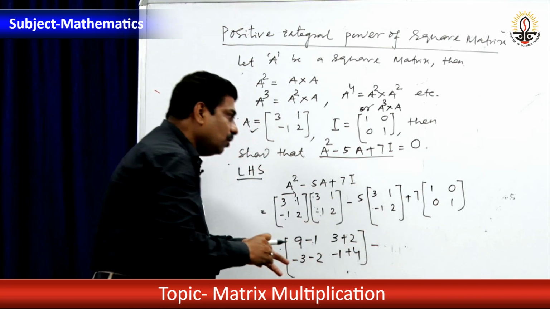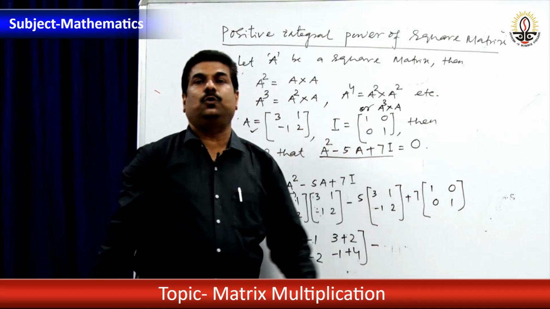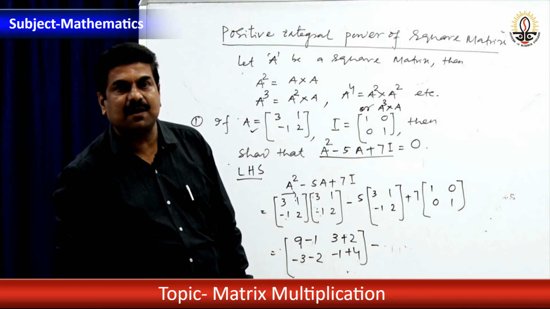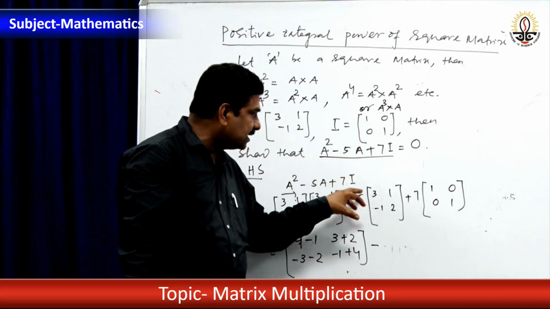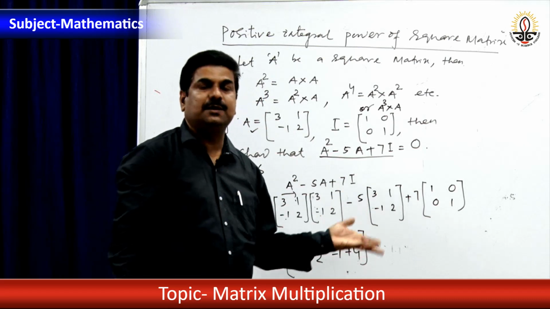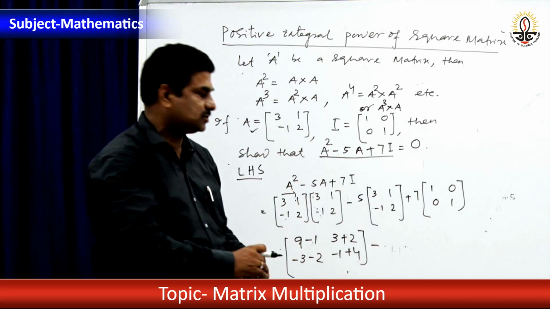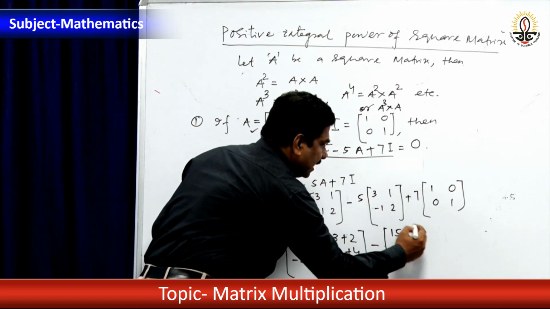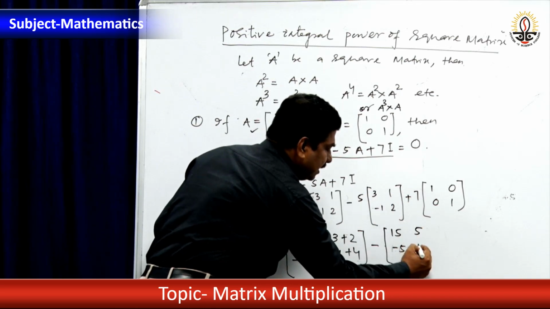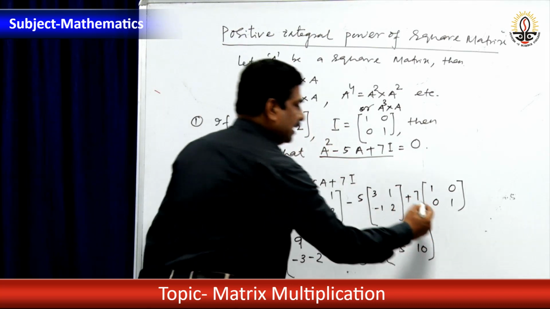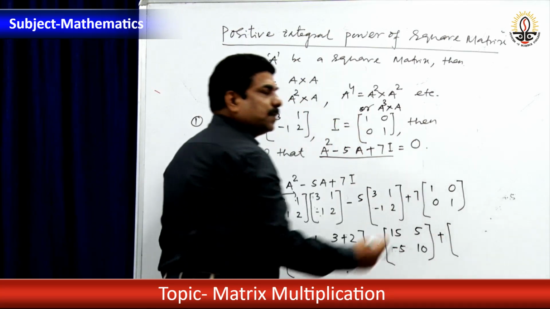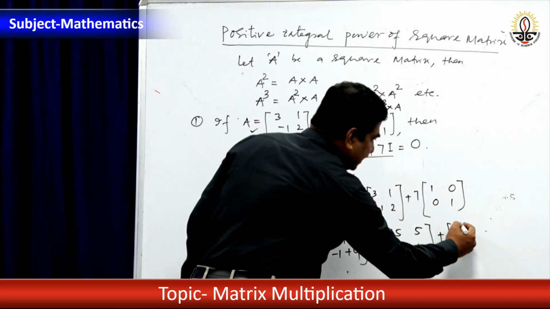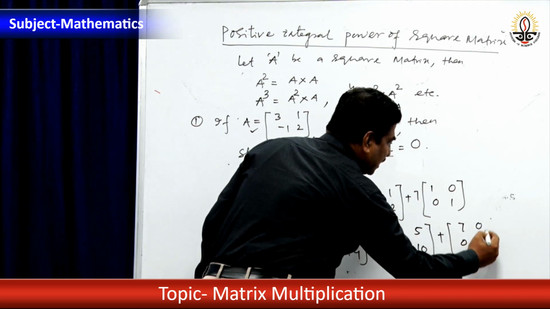Here we have 5 into [[3, 1], [-1, 2]]. That 5 is a scalar. We know this scalar multiplication: each element of this matrix is multiplied with 5, and that reduces to 15, 5, minus 5 and 10. And here again 7 is multiplied with each element of I, and that matrix reduces to [[7, 0], [0, 7]].